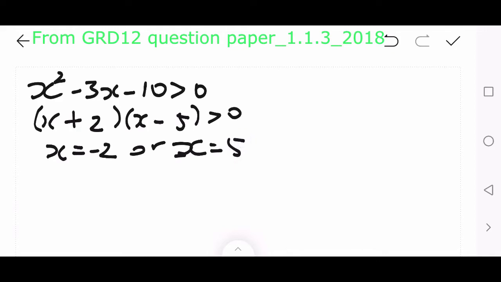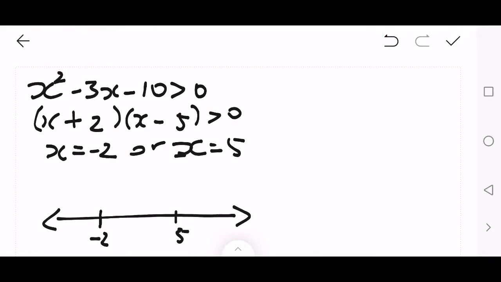So the solutions of the inequalities are presented in a number line. So we need to plot this in a number line, and then we have minus 2 here, and we'll have 5 here. So now to see where the solution lies, we need to substitute numbers in the number line. Don't forget to put the infinity signs. So this is from minus infinity to positive infinity.